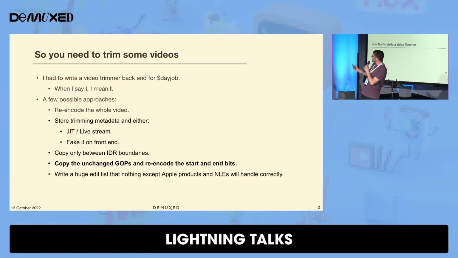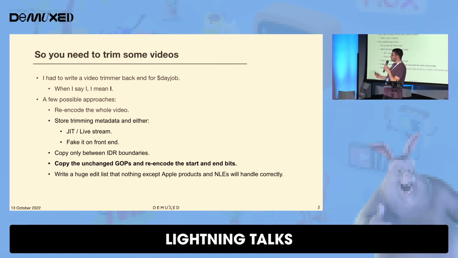Hi, I'm Derek. So at some point in my career, I had to write a video trimmer. You have a live archive. You might have 15 minutes of a placard in front, some crap at the end you don't want. You want to trim it off. There are a couple of possible approaches to that. You can re-encode the whole thing. You can store some metadata, fake it on the front end, JIT it, relegate yourself to copying between keyframes, or you can re-encode the start and end bits and copy the middle bit. Or you can write a huge edit list that nothing will read except QuickTime.